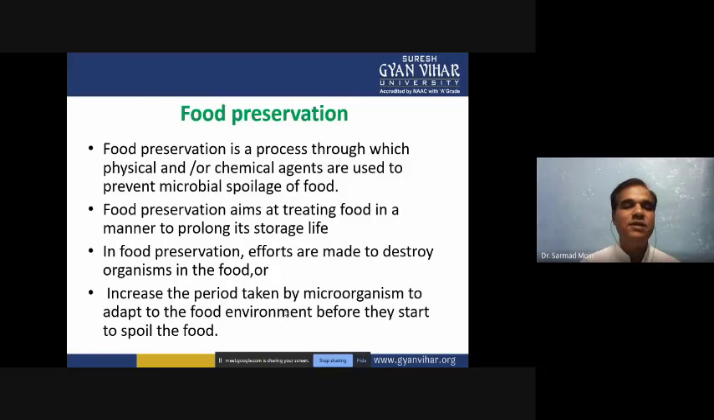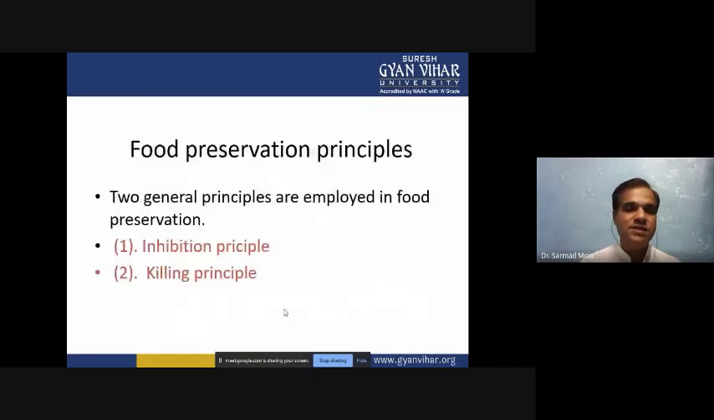So these physical and chemical treatments can preserve the food material. Food preservation principle depends on two types: first is the inhibition principle, second one is the killing principle. So two types of things we are doing: killing of the microbes or inhibition of the microbes. First we will see the inhibition of microorganisms.